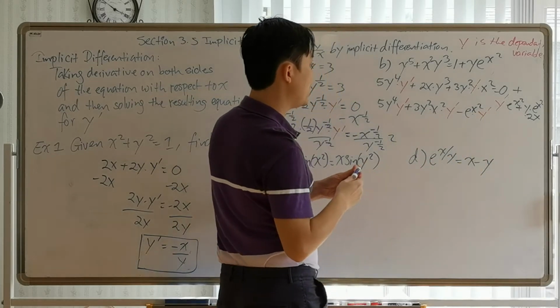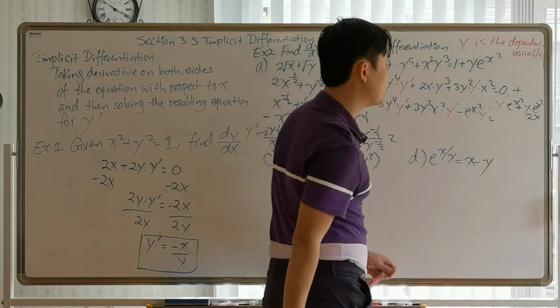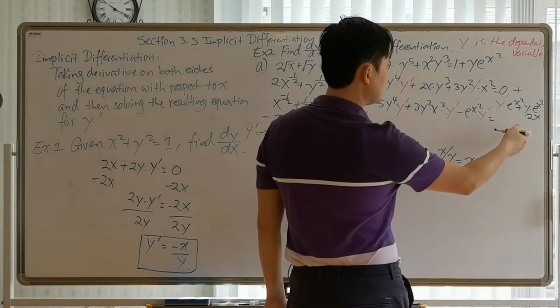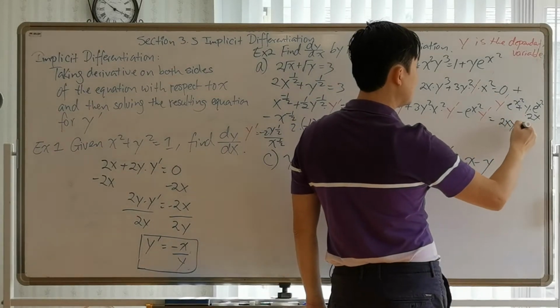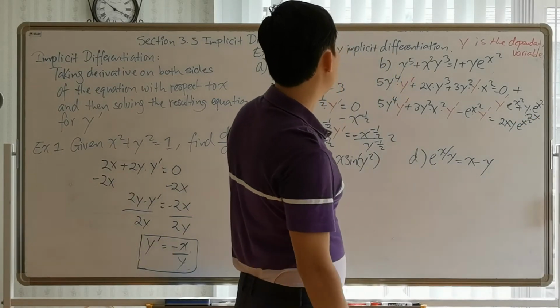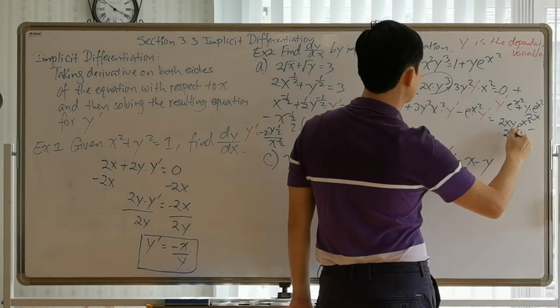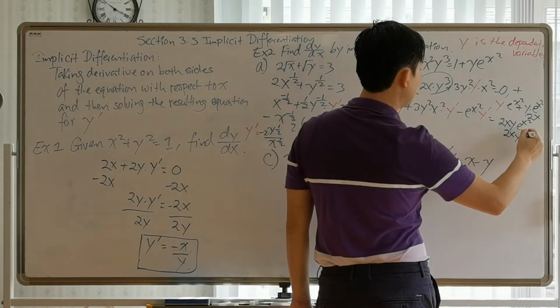Now, what remains here? The things that are not related to y prime. We just want to separate all those elements. So this one is 2xy e to the power of x squared, because of the chain rule, and then minus 2xy to the power 3.